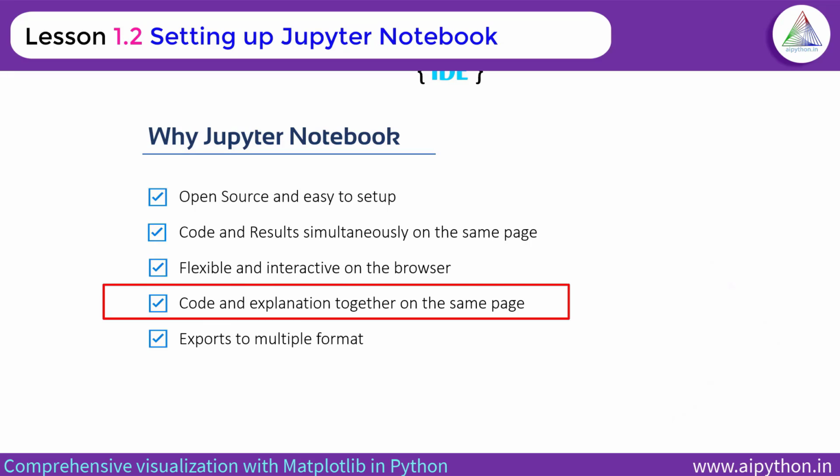The next one is code and explanation together on the same page. You can write the code and get the result. Additionally, you can also document your code. For certain functions, you can describe the function in layman's sentences so that other developers or other people who are going to use this code may understand.